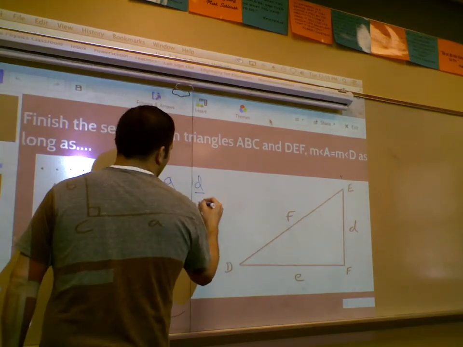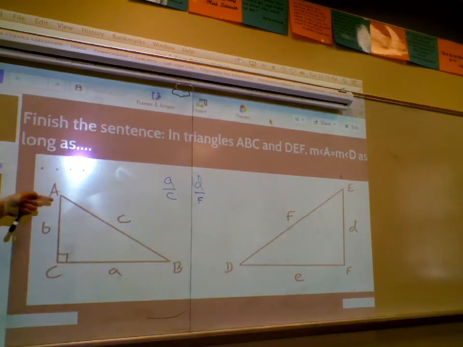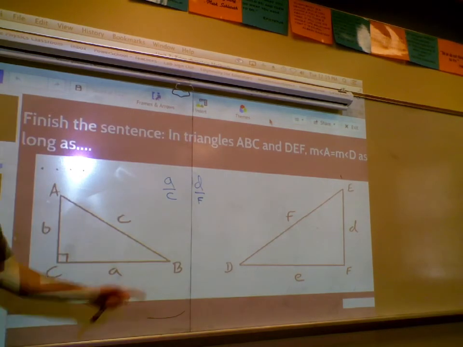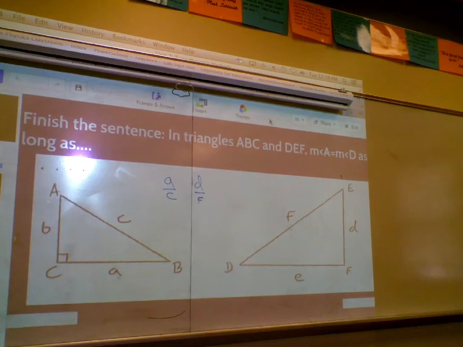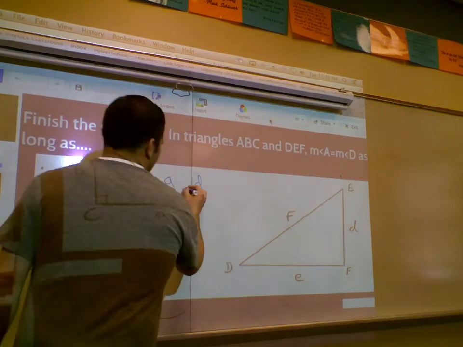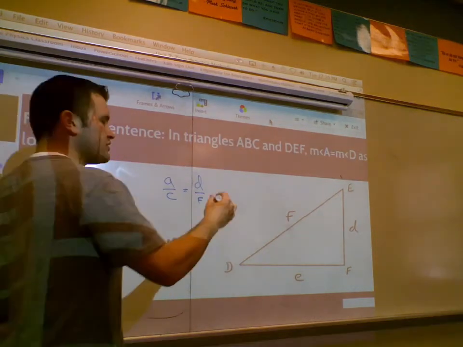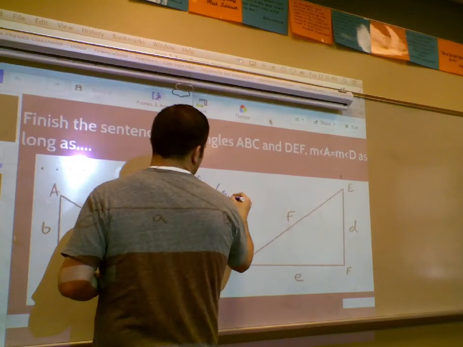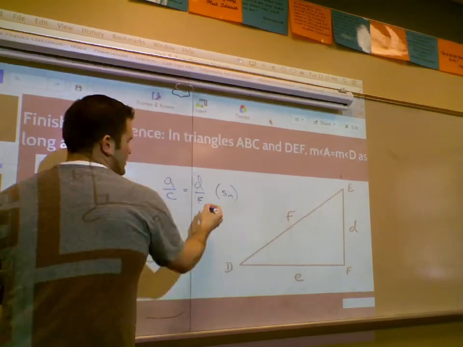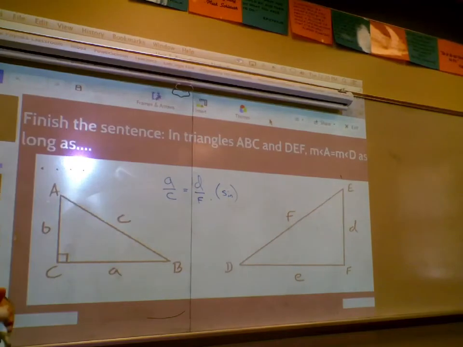Now, in order for these two angles to be equal, what has to be true about these two ratios? Equal. Good. Well, we just did that above, except now we're using letters. Which trig function was this? Sine. So this has to be the case. Or, does anybody know another one?